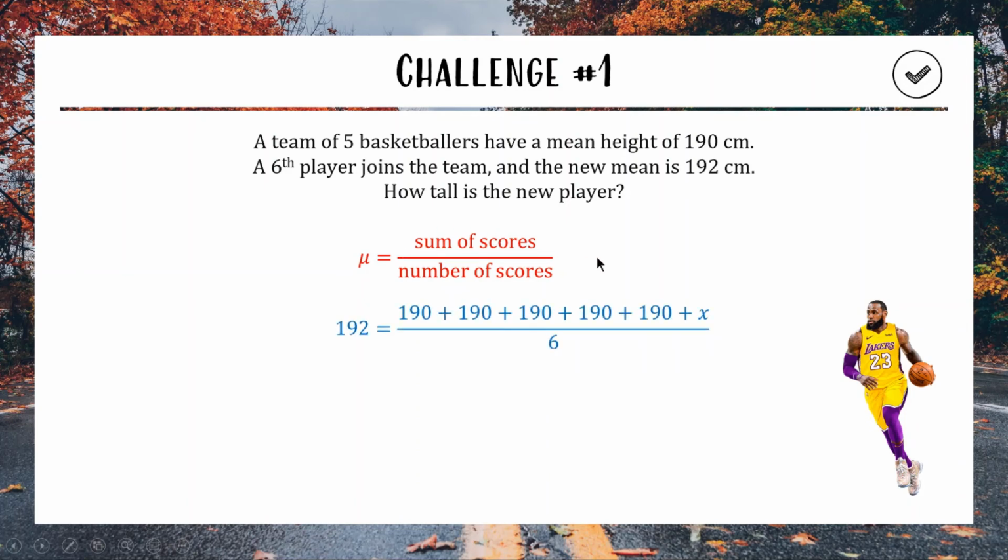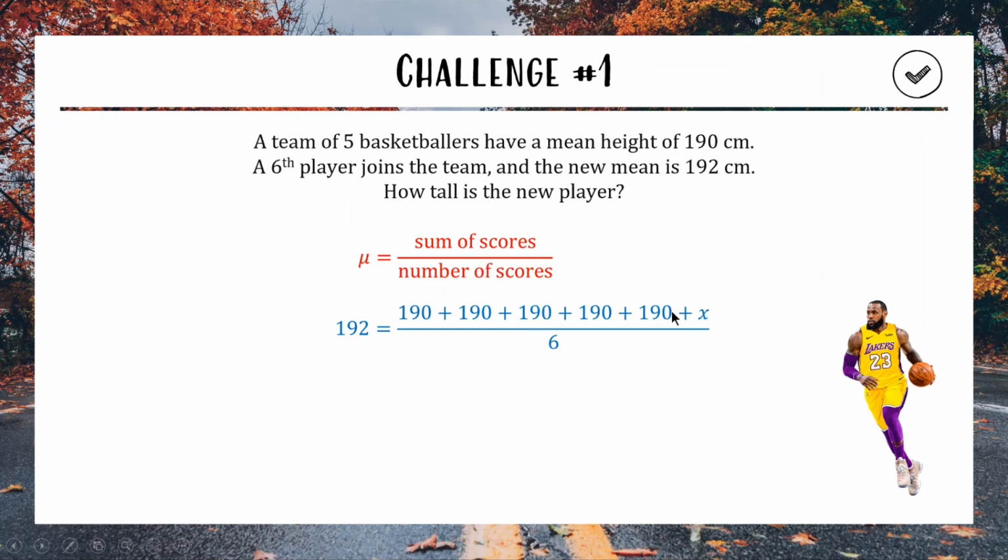Okay, so here's the golden ticket. Here is our mean formula. We know that we have 6 players. Okay, it's 6 numbers being divided by 6, and the answer is going to be 192. That's our new mean. All right. Now the issue is, we don't know what the 5 players' heights were. So how can I write 190 here 5 times?